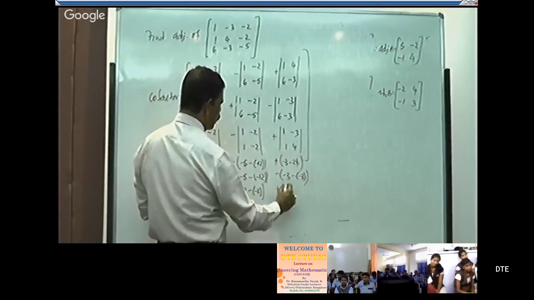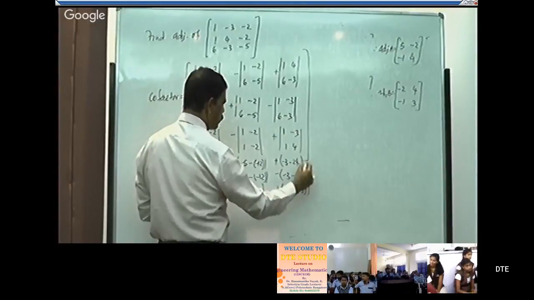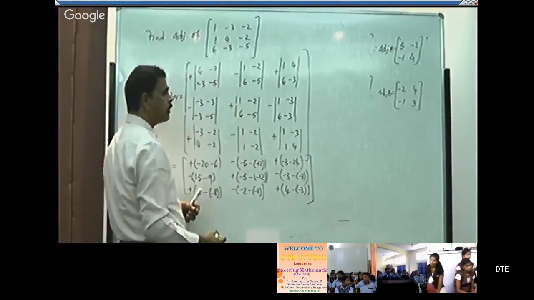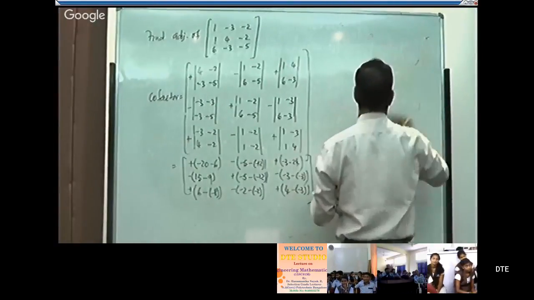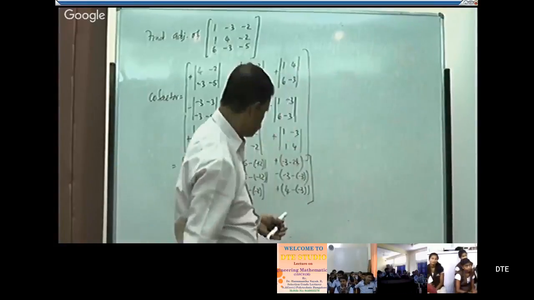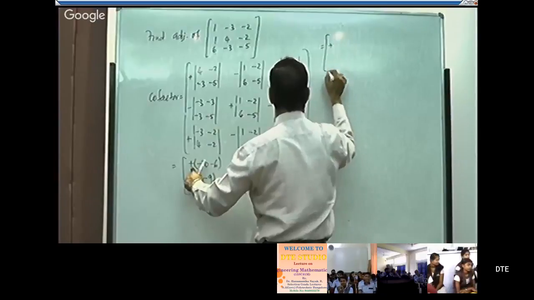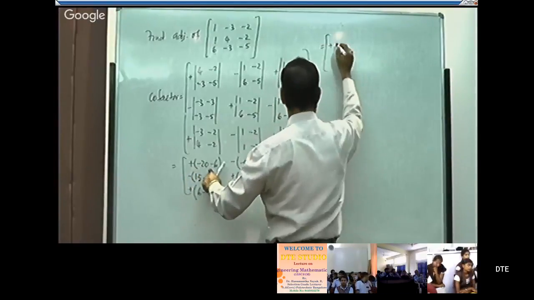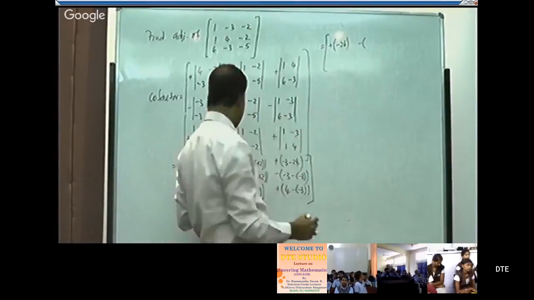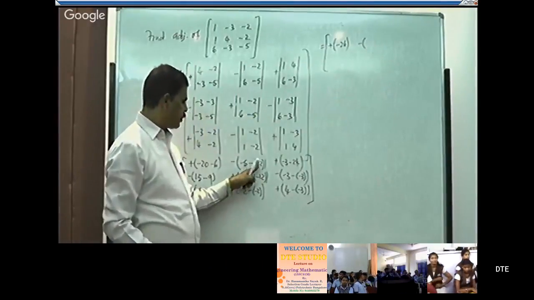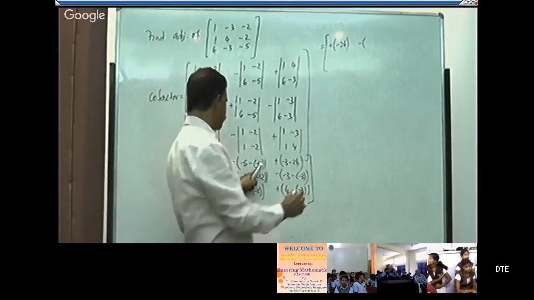Plus 1 into 4 is 4. Minus of 1 into minus 3 is minus 3. So we expanded all the determinants. Then write the simplified form. Plus of minus 20 minus 6, it is minus 26. Minus of minus into minus plus 12. Minus 5 plus 12, it is plus 7.